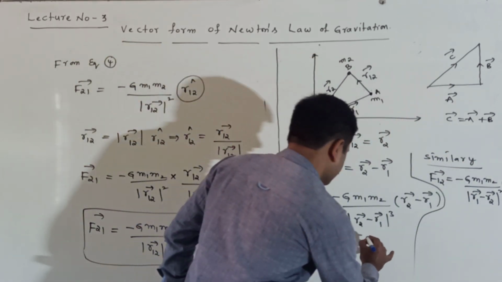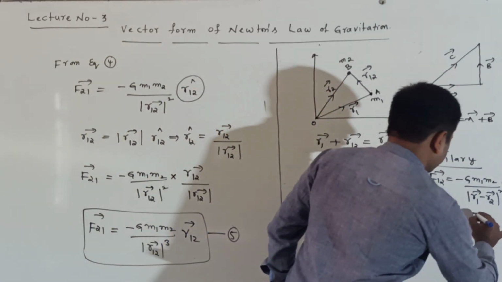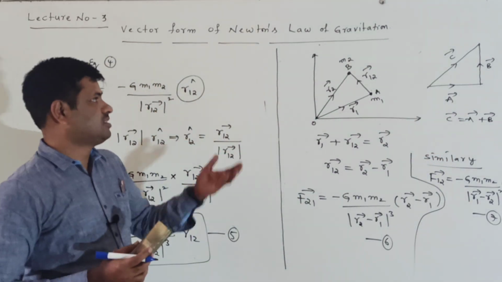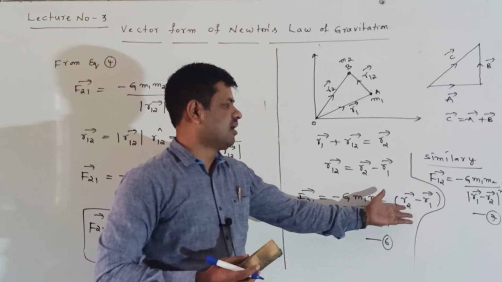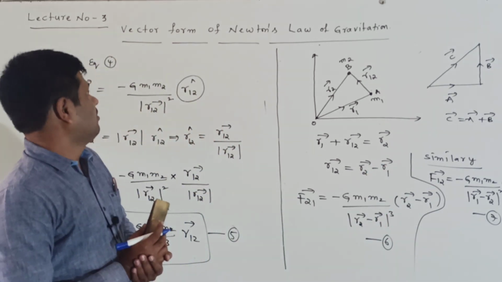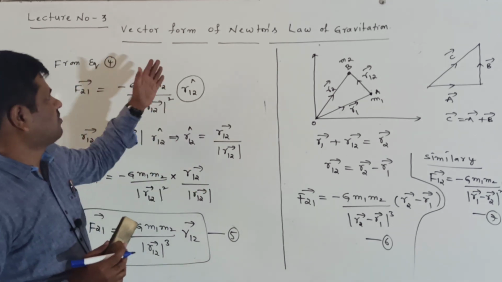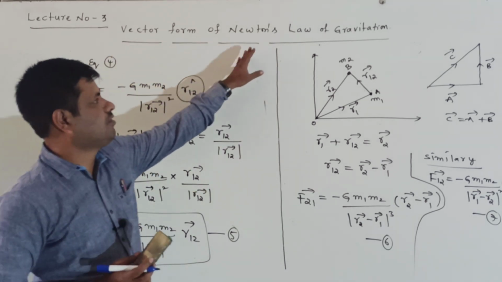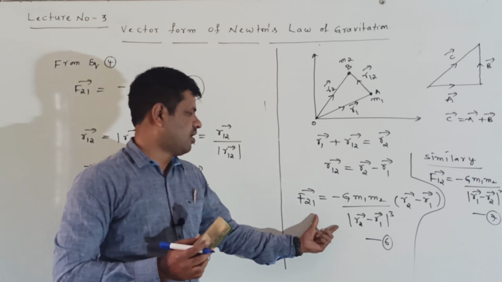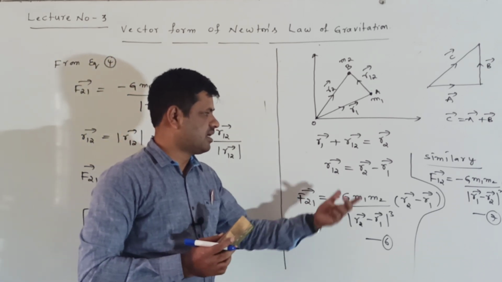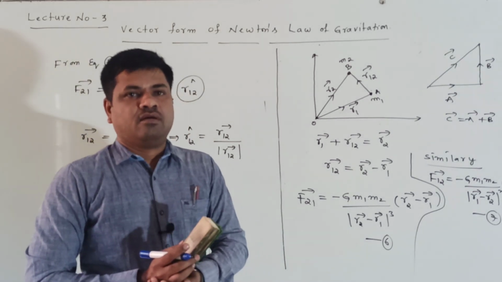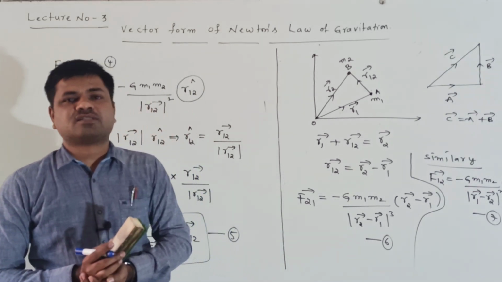This is given as equation number 6, and this is given as equation number 7. These are other vector forms, different forms we are taking for the vector form of Newton's law of gravitation. These are the other vector forms, equation 6 and equation 7. Okay, thank you. This is the vector form of Newton's law of gravitation.